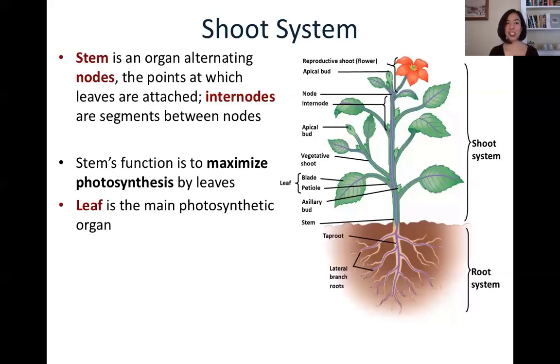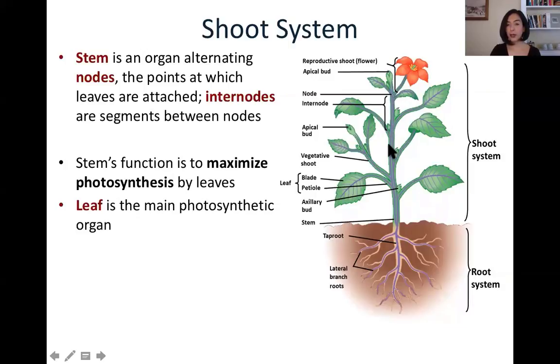Let's learn about the shoot system. The shoot system is the one that usually occurs above ground. And as I said, it's going to have the stem and the leaves. And the stem is going to be this organ that has alternating nodes. What's a node? A node is the connection, or the place where the leaf attaches to the stem. So here, for example, we have one node right here on this side, and the next node will be on this side.